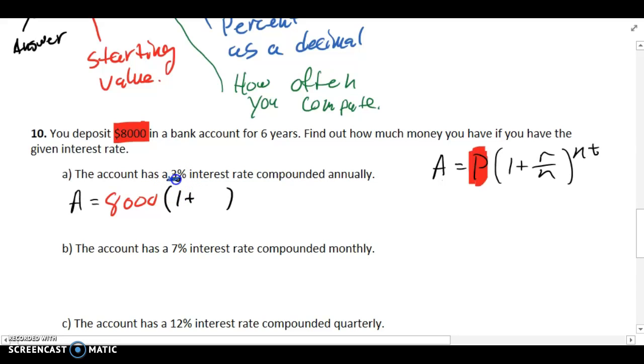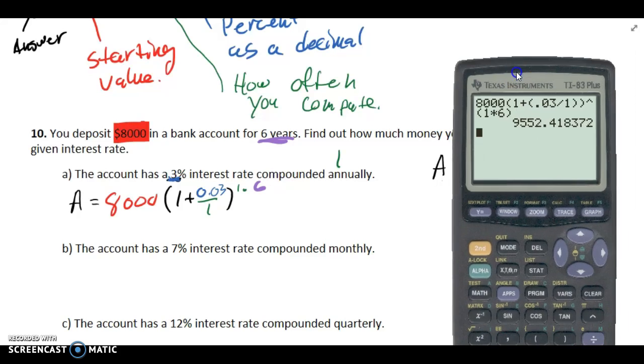Let me get my blue one out. 3%. So it'd be 0.03. Our N is compounded annually, so annually means 1. And then our number of years, what I did purple for years, that's right. Our years here is 6 years, so this would be 6. And then that's all in the calculator here. So let's get the calculator out and put that in there.